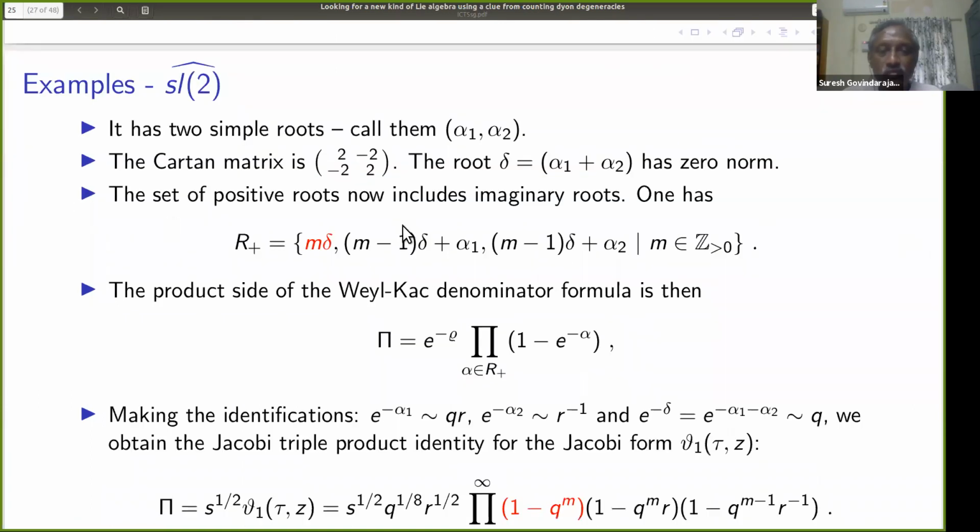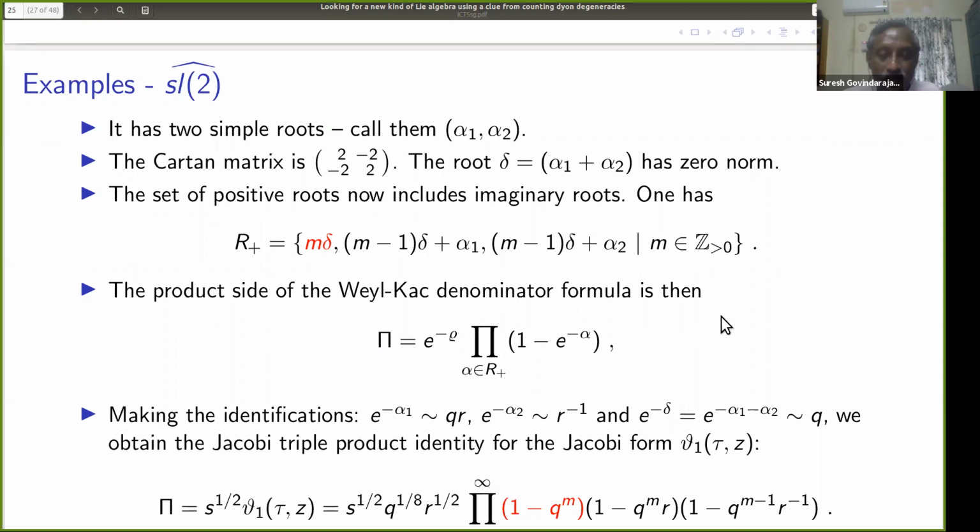So the set of positive roots, which I will write out now and explain, now includes imaginary roots. These two types are now normal, and there are infinitely many of them, of course. But there is also m delta. So you can see there's 1 delta, 2 delta, 3 delta, one of each. So now you can just go ahead and write the product side of the Weyl-Kac denominator formula by looking at this. Okay, pi is e to the power minus rho times the product over alpha in R plus. So lo and behold, you will get this.